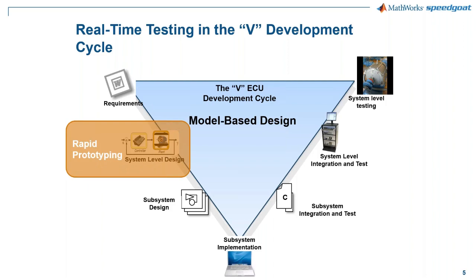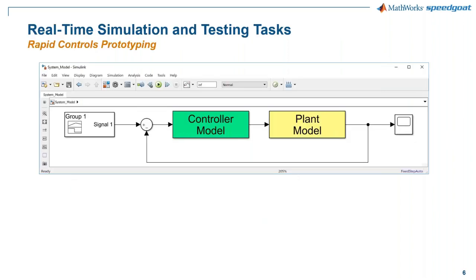The first thing, we do this real-time simulation and testing at the system level design phase, right? That is what we call rapid prototyping. And the second one is mainly at the system level integration and test phase, what we call HIL testing, hardware-in-the-loop simulation and testing, right? So these two are the main areas in the V cycle where we typically do the real-time simulation. Let's try to dig a bit more into these two processes. What do we mean by rapid prototyping and HIL testing?